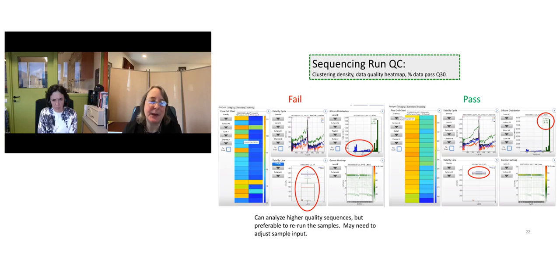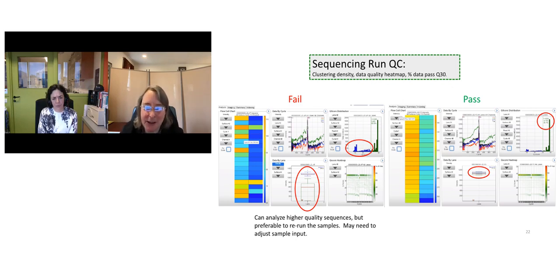And you may be able to rescue this at some level if the samples are irreplaceable. You may be able to adjust the sample input. The clustering density matters in all of this as well. But again, it's one of these situations where there's a lot of work that happens after the sequencing run, on the analysis side. And the question really becomes, is it worth it? Is it worth it to start from bad data? Usually the answer is no.